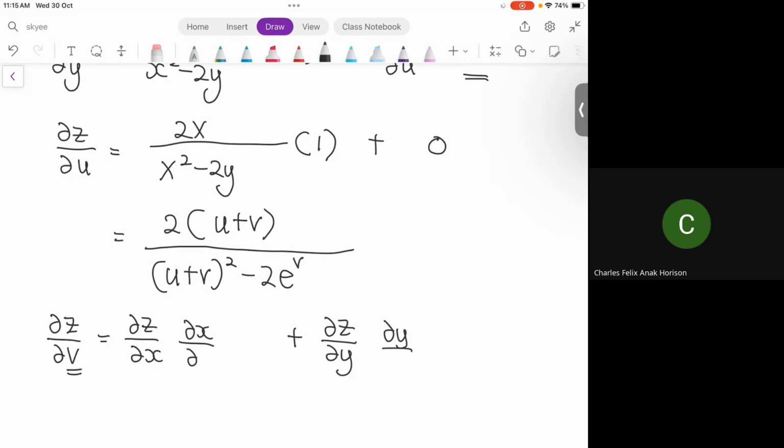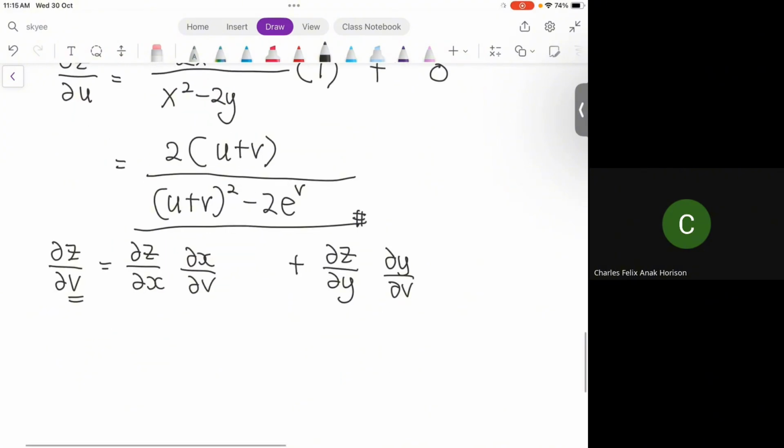Then check what you want. You want a del v. Okay, so these are the equations for the del z, del v. So we have performed the del z, del x, and we have performed the del z, del y. Now we'll be focused on the del x, del v. Oh, this one is very easy. It equals 1. And for the del y, del v equals exponent v.